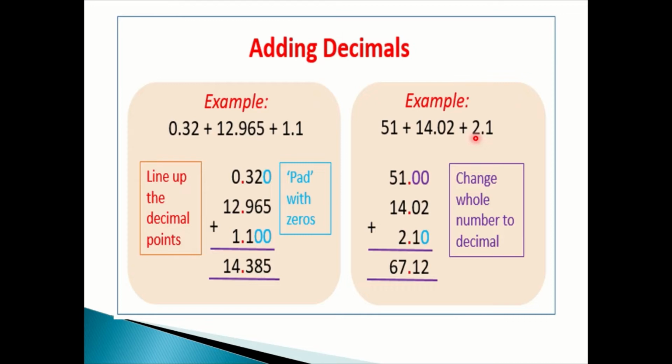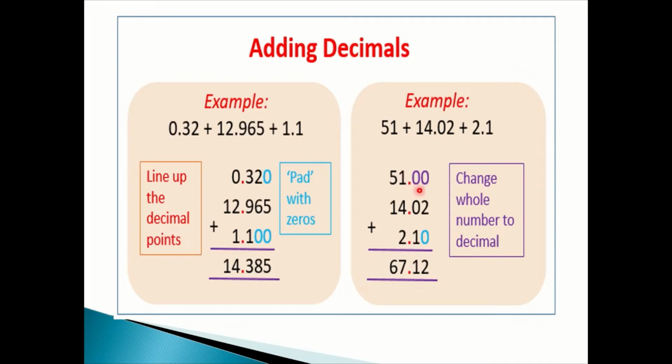And we have another example here, the number 51 plus 14.02 plus 2.1. In that case, we are going to apply it the same way. We line up the decimal points, but looking at the whole number here, we have a 51. We change the whole number to decimal. It's very easy. Just simply add 0.00 and then that whole number will become a decimal value. From 51, it becomes 51.00. So we can now consider this one as a decimal value because of the 0.00. And with that, we are ready to solve the following.